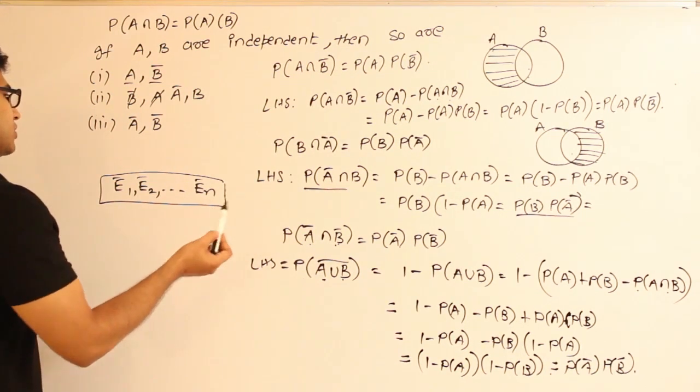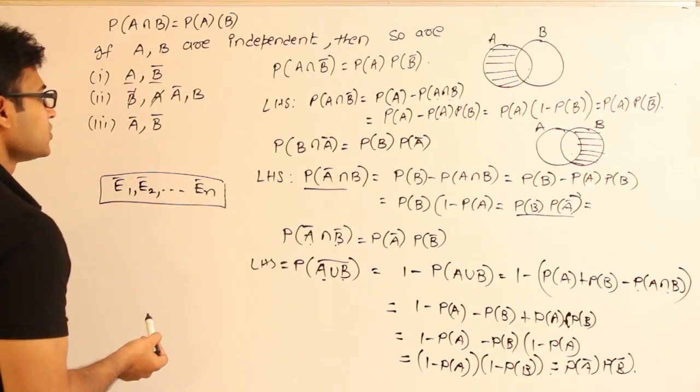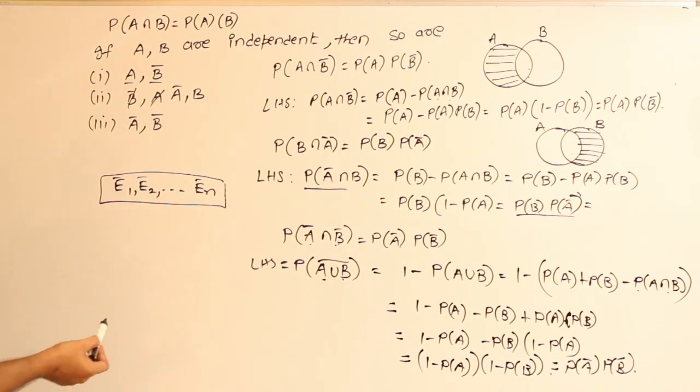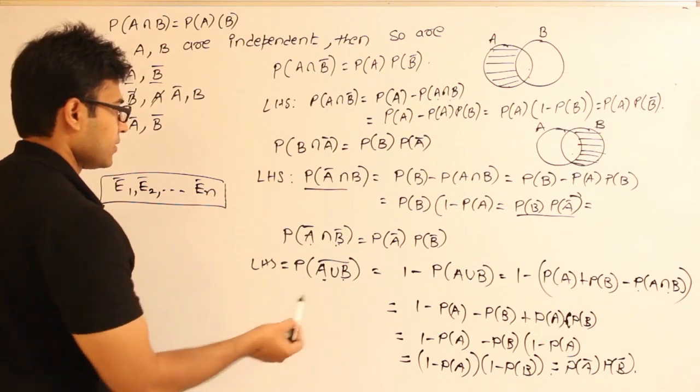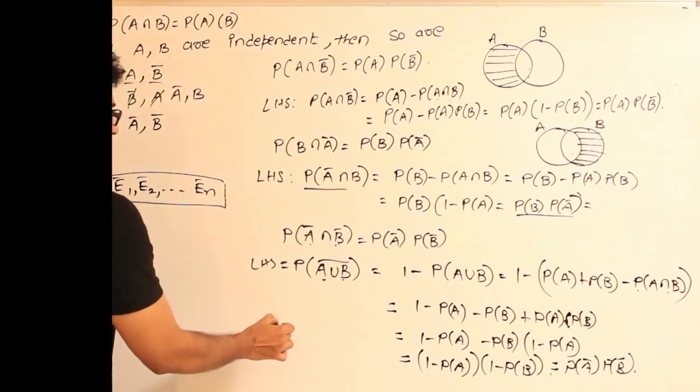So why should this result be used, or where is it useful? I'll just take an example in order to show how we can use it. Okay, in the next video I'll take an example.